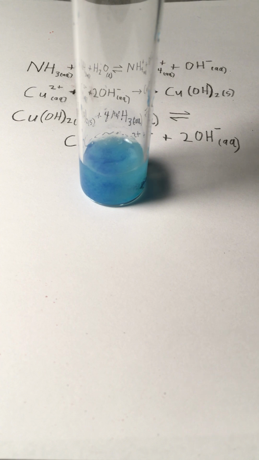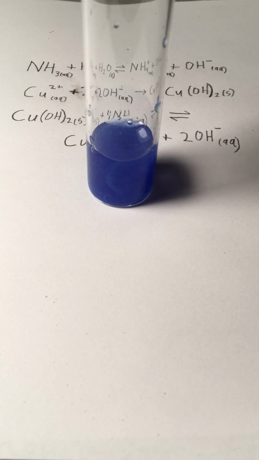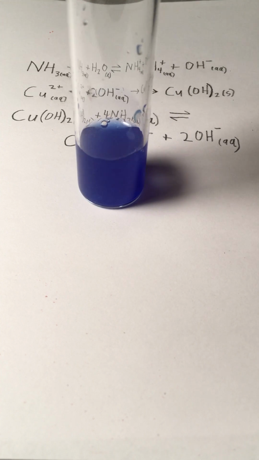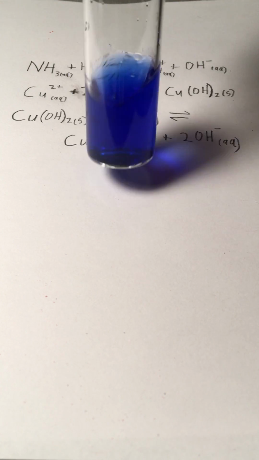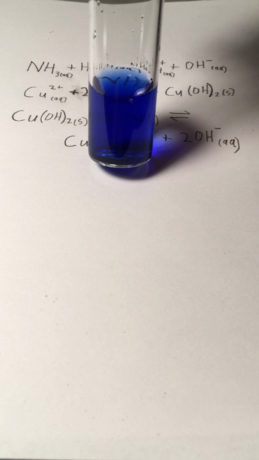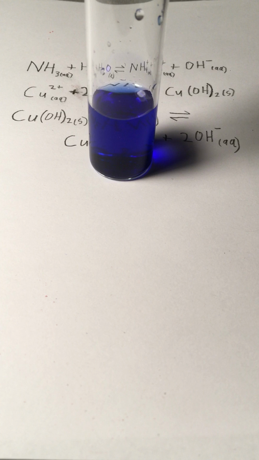But if I continue to add the ammonia, we can see that it's still a precipitate, but it turns a darker blue as we start to make that tetraammine copper 2 ion. And we're going to add some more. And you can see that now the copper 2 hydroxide is redissolving to produce that tetraammine copper 2 solution.